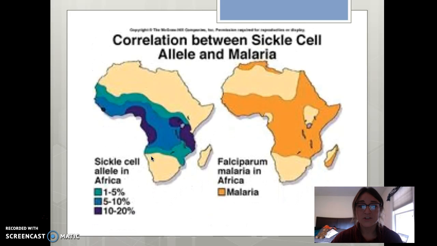And here I have a picture of Africa. You can see on the left where the sickle cell allele or sickle cell disease is most common there. And then you can compare that to where malaria is most common as well. They kind of correlate together.